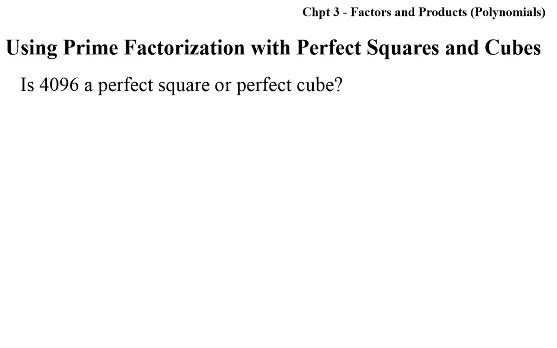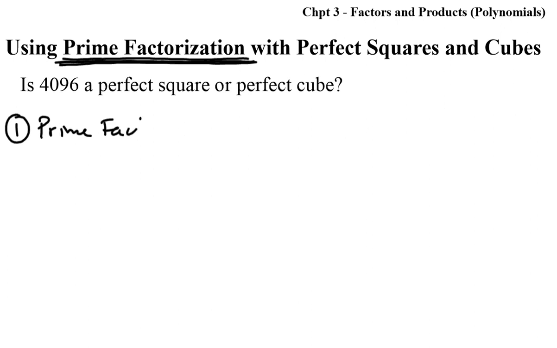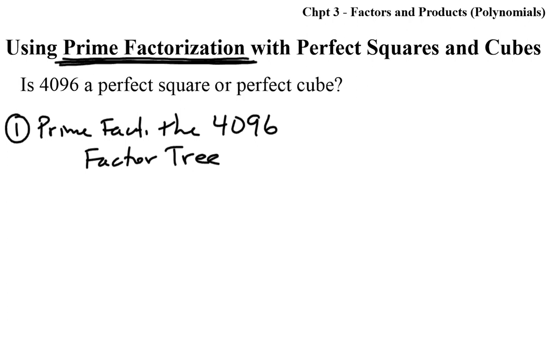Now, here's a big calculation. If we didn't have a square root or cube root on our calculator, we can use prime factorization, which we talked about last lesson, in order to figure out if we have a perfect square or a perfect cube. The first thing is to prime factorize the value. Remember, that's a factor tree. So we want 4,096 in a factor tree.